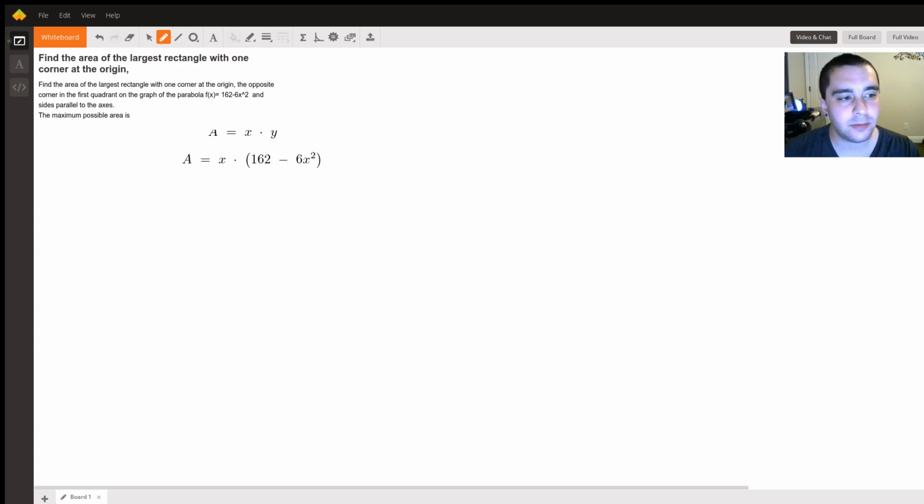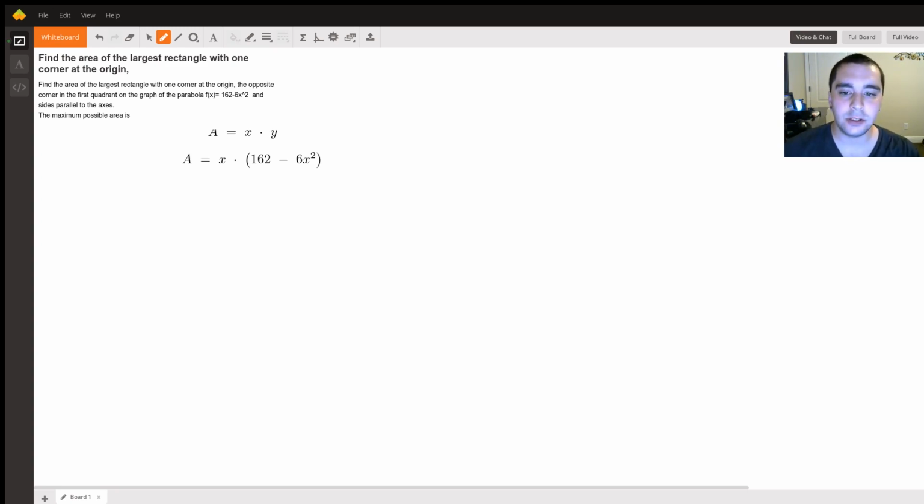First, what's the area formula? Since one corner is (0, 0) and the opposite corner is the coordinates x and y, the length and width are going to be x and y respectively. So the area is x times y, and we can translate y into that function we had before. Now we have to find the maximum area.